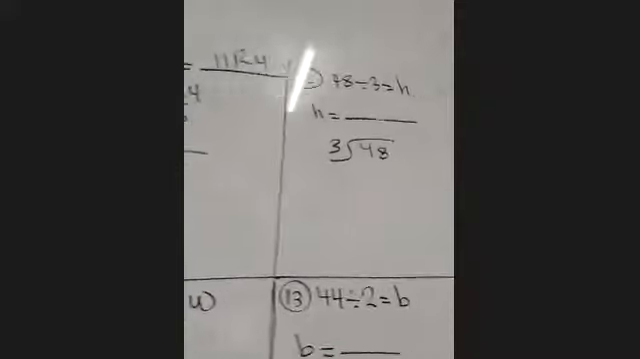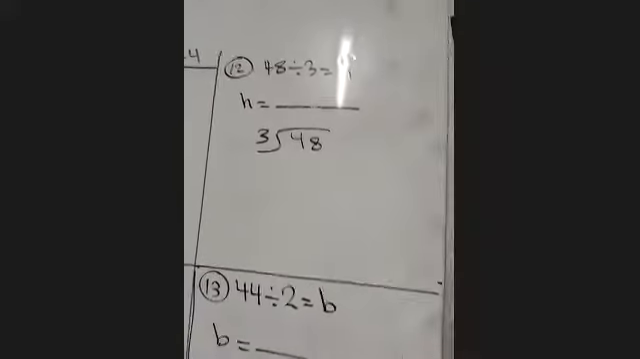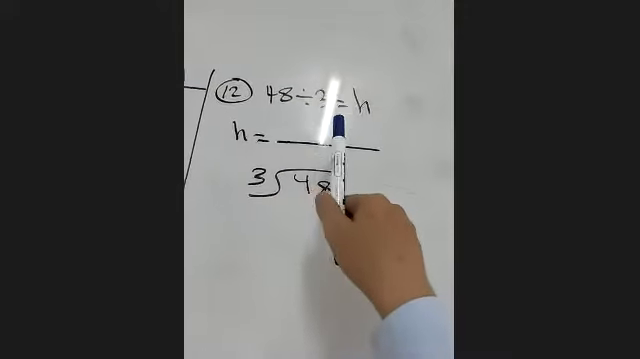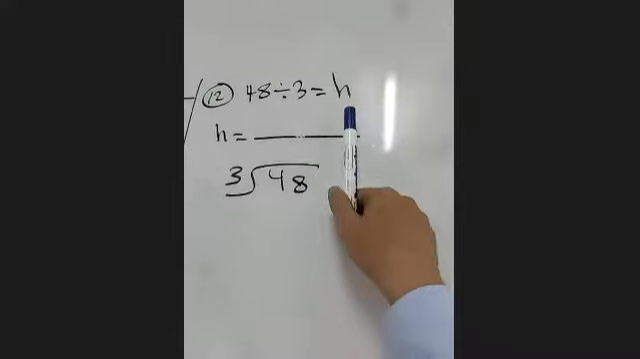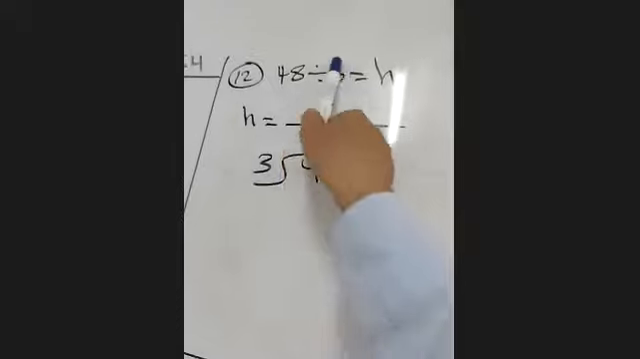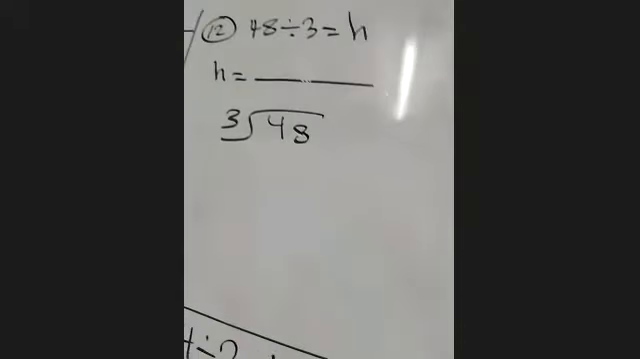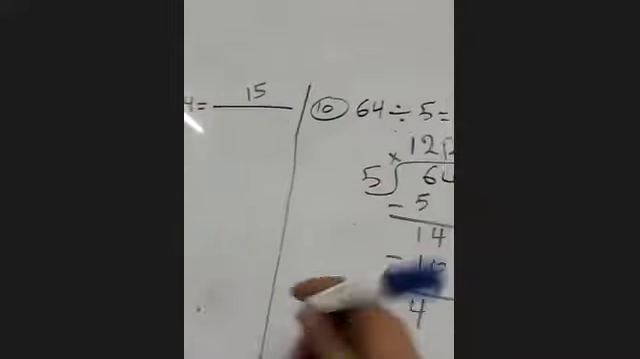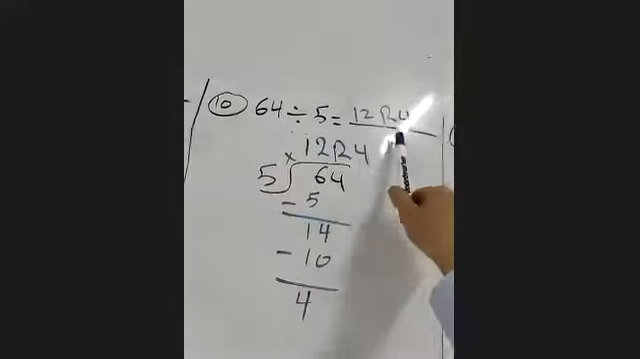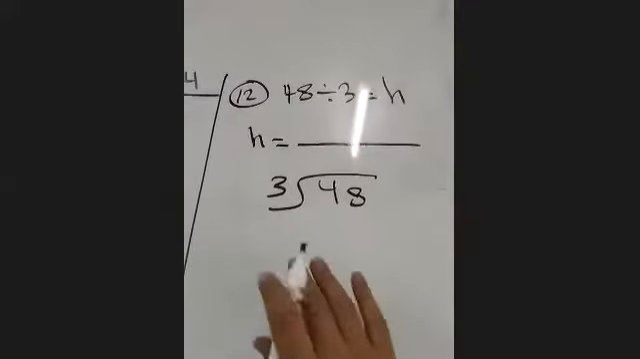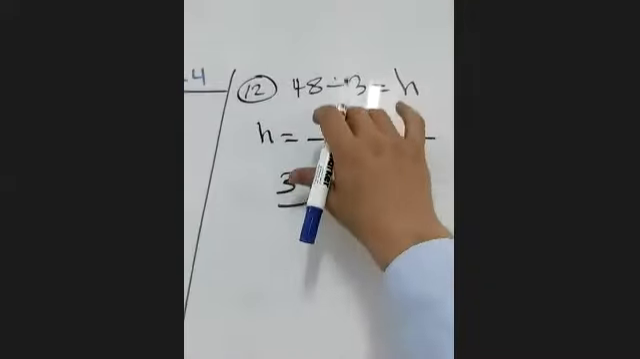This is question 11. Let's move to question 12 now. In your book, they wrote 48 divided by 3 equals h, right? So we need to divide this to find the answer and put it on the line. In questions 11, 10 and 9, they put the question like this. Now under it, you will make the long division and put the answer here. So let's go to question 12. Do the division, then we put the answer of the h here.